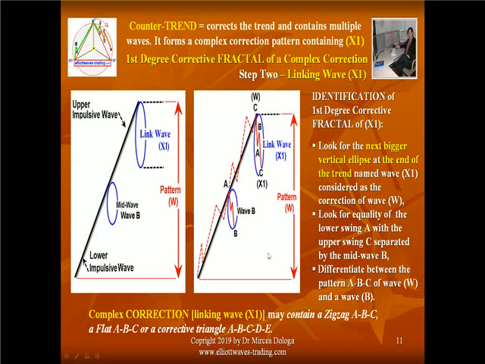Look for the equality of the lower swing A with the upper swing C, separated by the mid wave B. Differentiate between the pattern ABC of wave W parenthesis and the wave B parenthesis. Complex correction linking wave X1 may contain a zigzag ABC, a flat ABC, or a correcting triangle ABC.